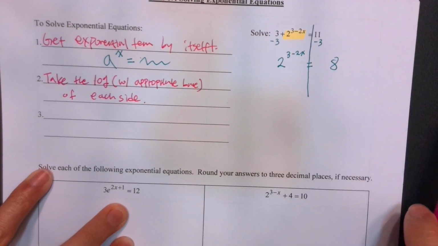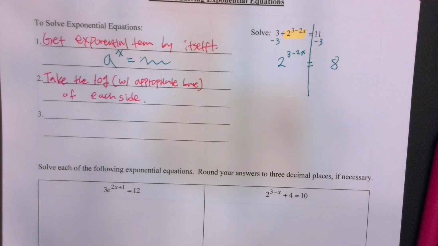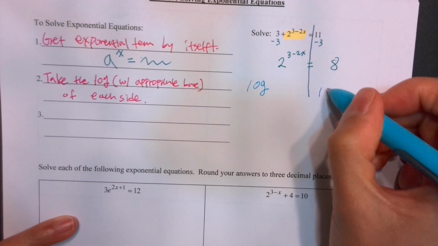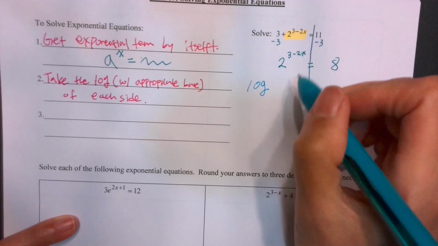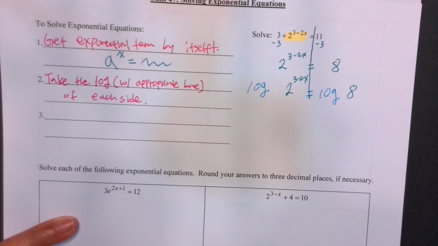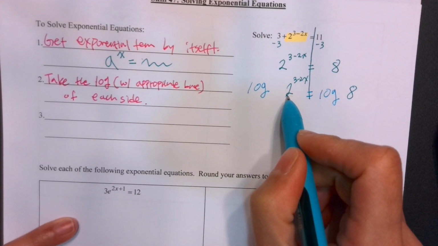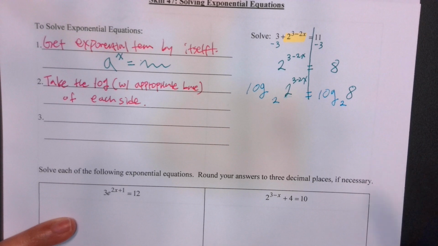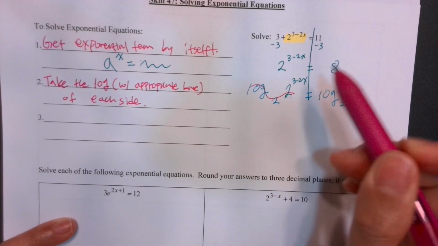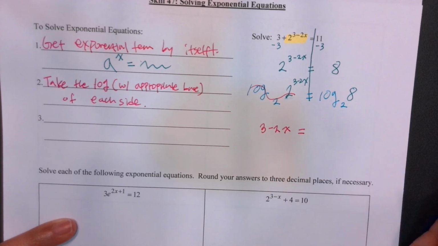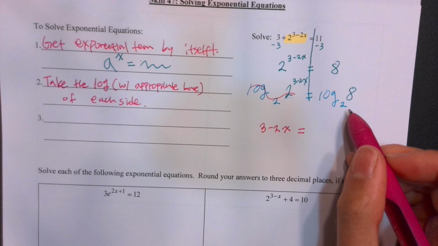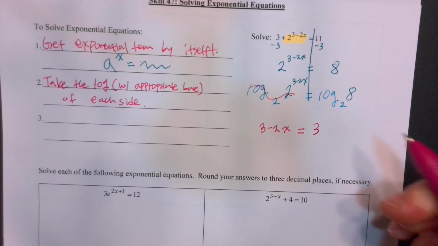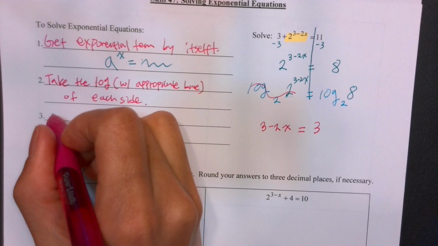So notice how here I got the exponential form by itself. I'm going to take the log on both sides. What kind of base do you think I should use on this example? I have 2 to the 3 minus 2x power equal to 8. You have to follow this base. So since this is base 2, I'm going to take base 2 on both sides. Then notice what happened. Using that property, I can cancel this out and I'm left with 3 minus 2x is equal to, on the right side, what is log base 2 of 8? In other words, 2 to the what power gives me 8? 2 to the third power gives me 8.